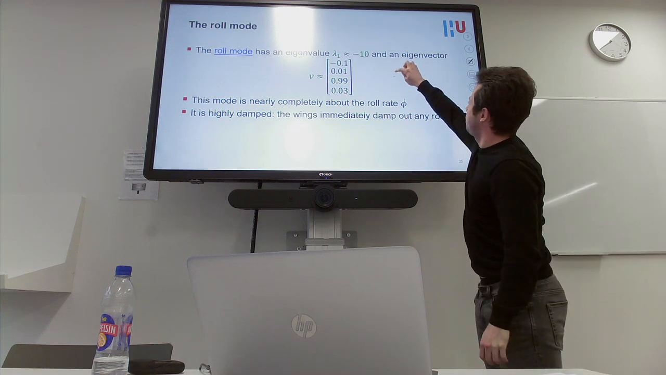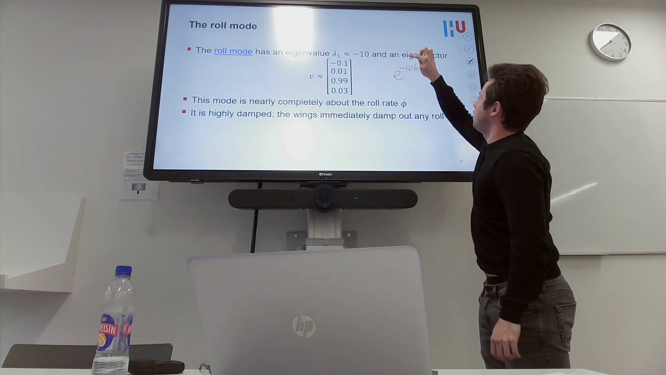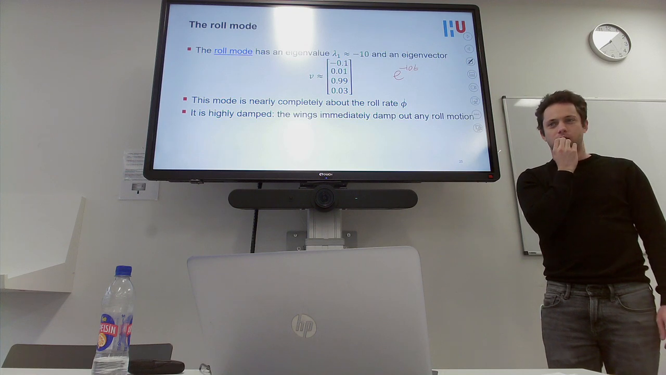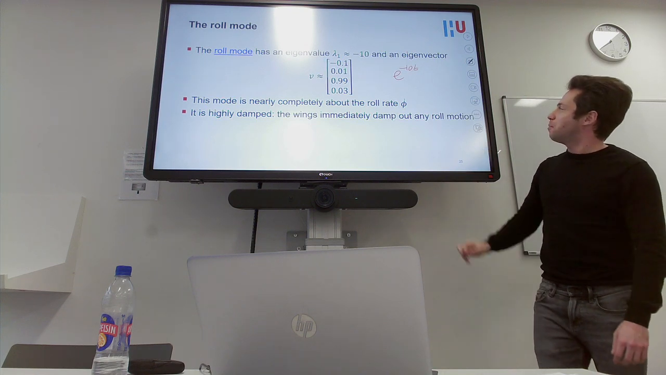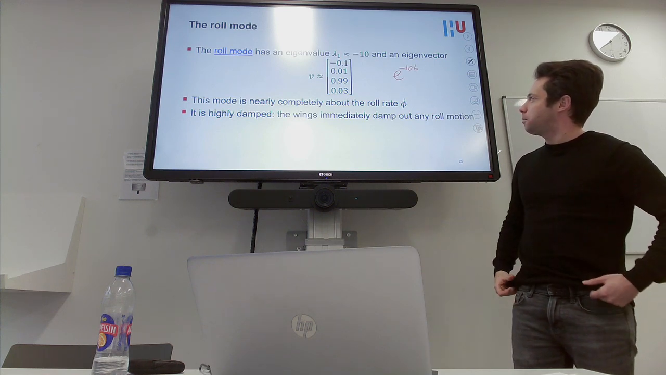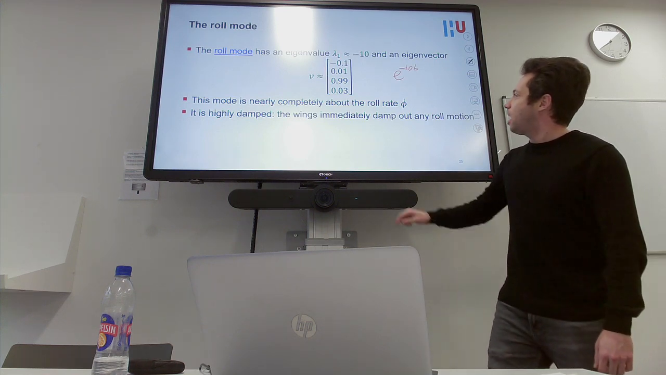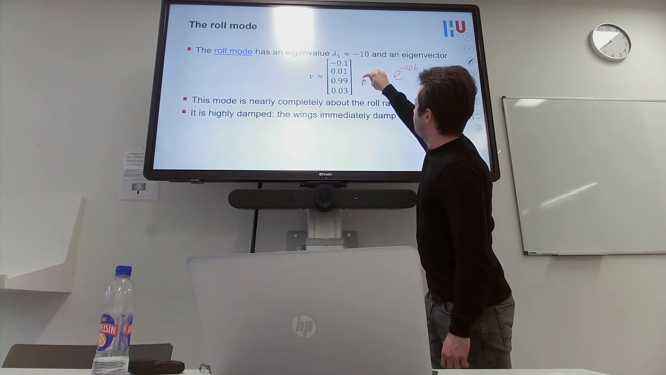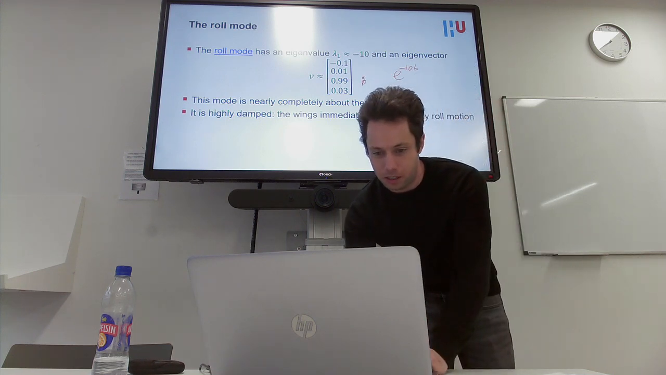We get something like e to the power minus 10t. Does that go to 0 or does that grow? It goes to 0. And minus 10 is a high number, so it goes very quickly to 0. It's very strongly damped, no oscillations. And it mainly resides in phi dot, in the roll speed.